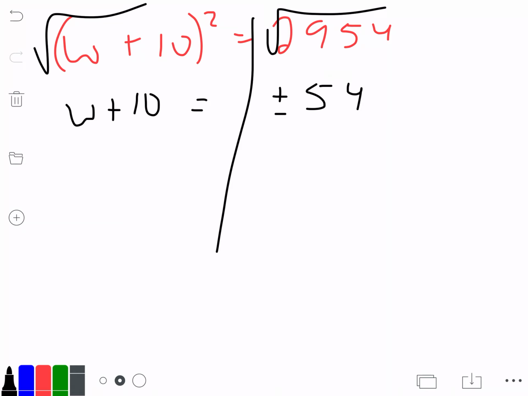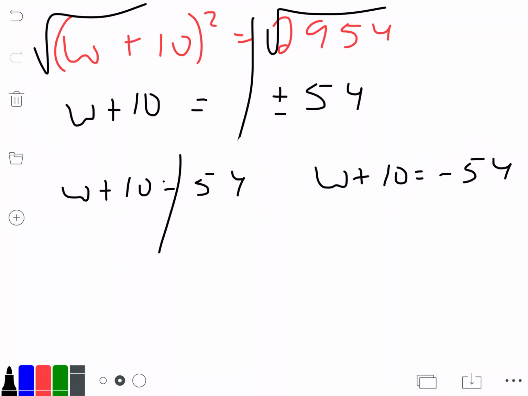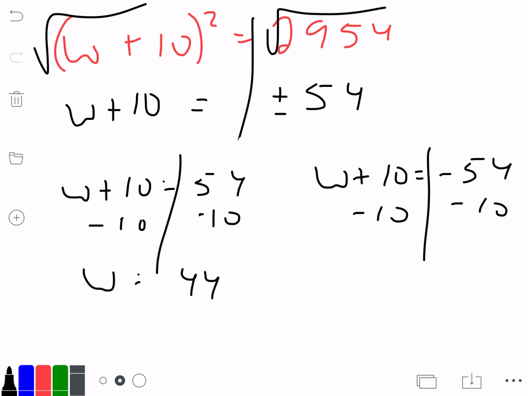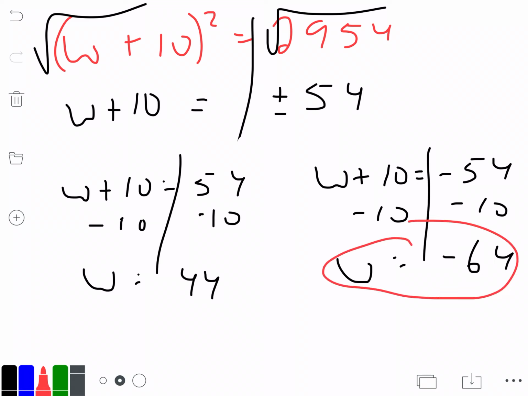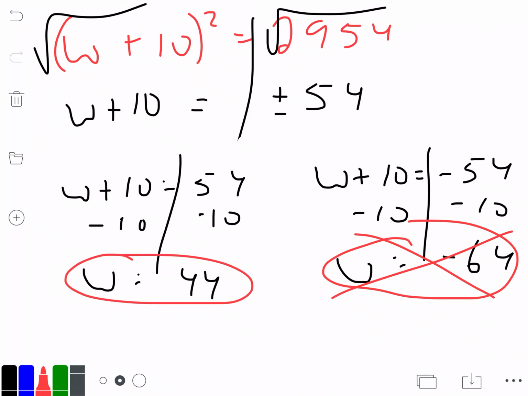So now we have to break this up into two different equations. W + 10 equals 54. W + 10 equals negative 54. We're just going to solve it. So minus 10. W equals 44. Minus 10, W equals negative 64. Now, you can't have a width that is negative, so we're going to get rid of that one, and now our width is 44. Now, to find out what our length is, width plus 20, so it's going to be 44 plus 20 is 64.